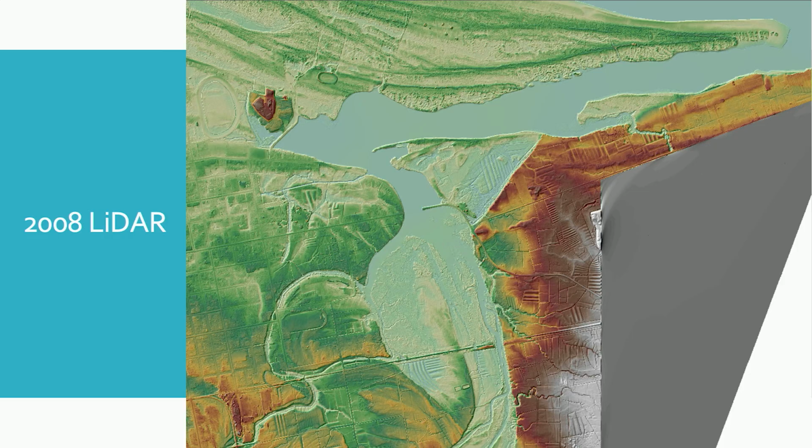But now with the current LiDAR, which covers the entire catchment, there's much less uncertainty in the predictions. This slide here just shows the 2008 LiDAR at the Orowaiti Lagoon area. As I was saying before, the original LiDAR was flown at high tide, so it didn't capture a lot of those sandbars, etc.